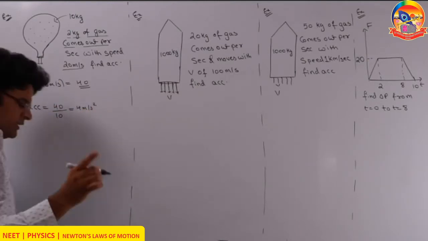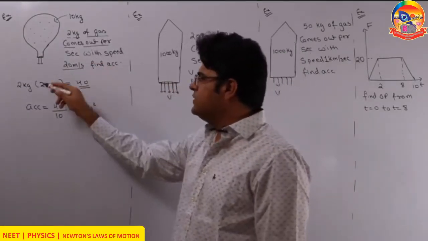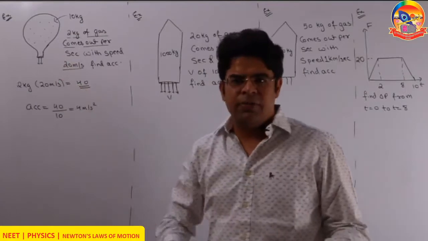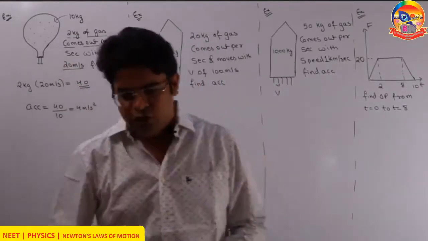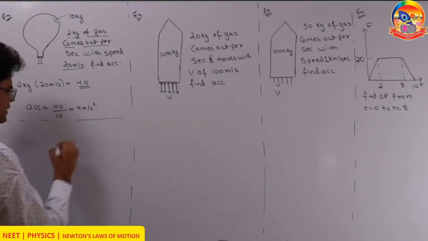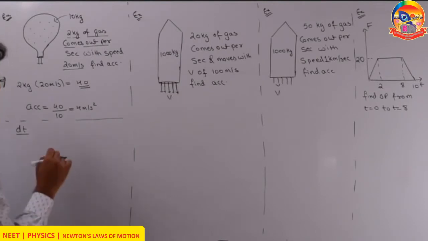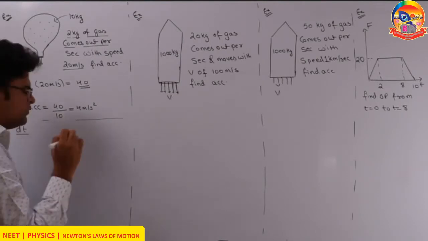But now somebody sitting among you must be thinking, but sir, after 1 second, since 2 kg of gas has come out, the mass will be 8 kg. Okay, so for you, think of it this way: rather than thinking for 1 second, think for an infinitely small time frame dt. In a time dt, how much mass of gas will come out?